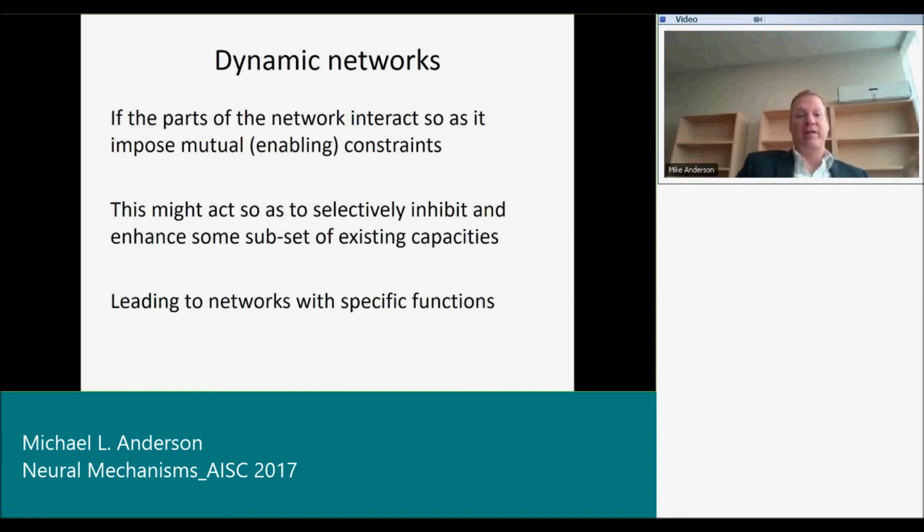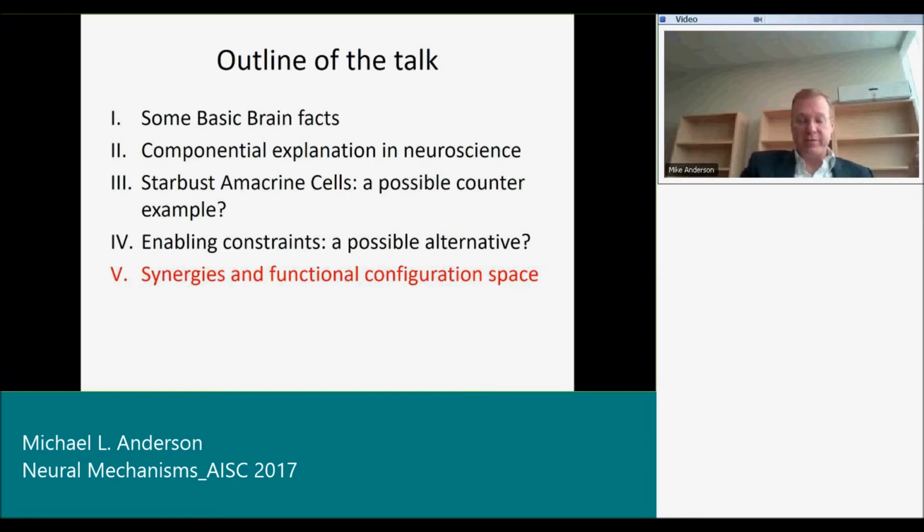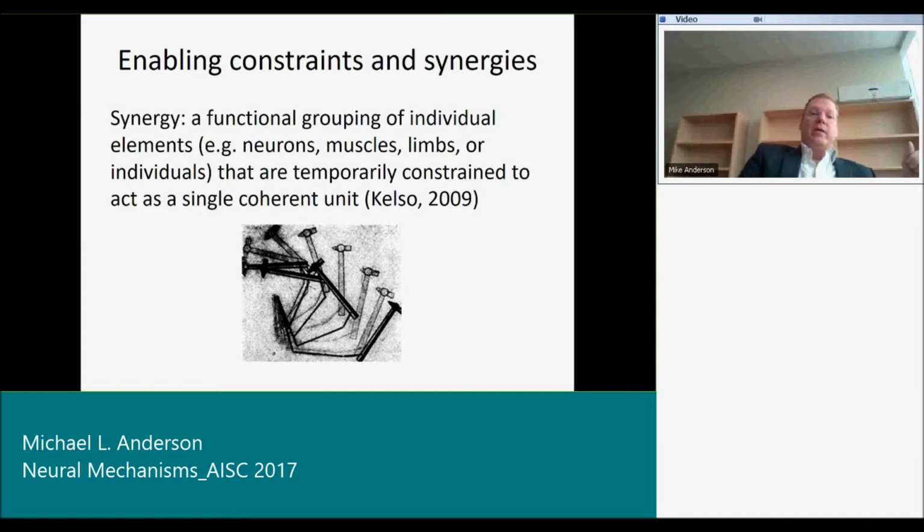We might be able to selectively inhibit and enhance some subset of existing capacities, and that could lead to organizations, to mechanisms, to networks with specific functions, even though, strictly speaking, they're not composed of functionally specific parts. So let me just round this out for a minute by relating this to the notion of a synergy. A synergy is a functional grouping of elements, could be neurons, muscles, limbs, individuals, temporarily constrained to act as a single coherent unit.